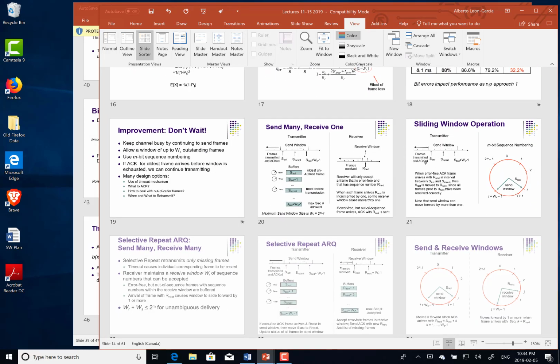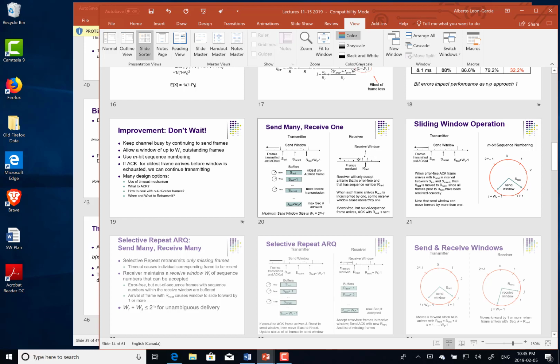Okay, so how can you improve over stop and wait? Don't stop. Don't wait. Keep transmitting. So you send many, and you just keep sending. Now, of course, your sequence numbers have to be bigger. You need more counters, more timers to tell you when you should have heard an ACK and to retransmit. But the receiver stays the same.